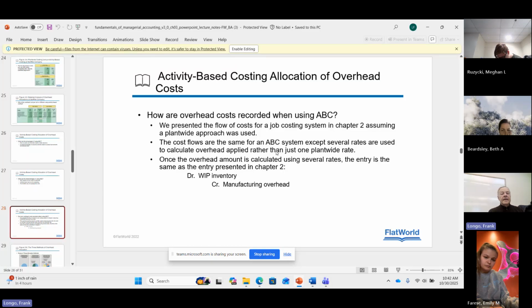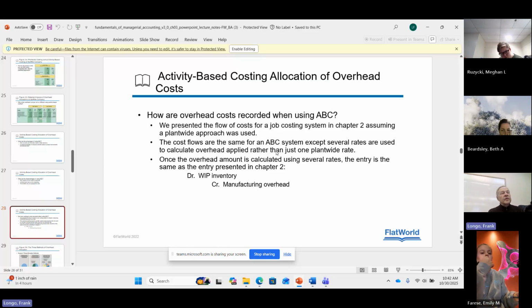And taken out of manufacturing overhead. This journal entry that you see on the screen, debit work in process inventory and credit manufacturing overhead. That journal entry happens when we're assigning overhead to inventory. So remember, an asset increases with a debit, and this is a debit. Inventory is increasing.